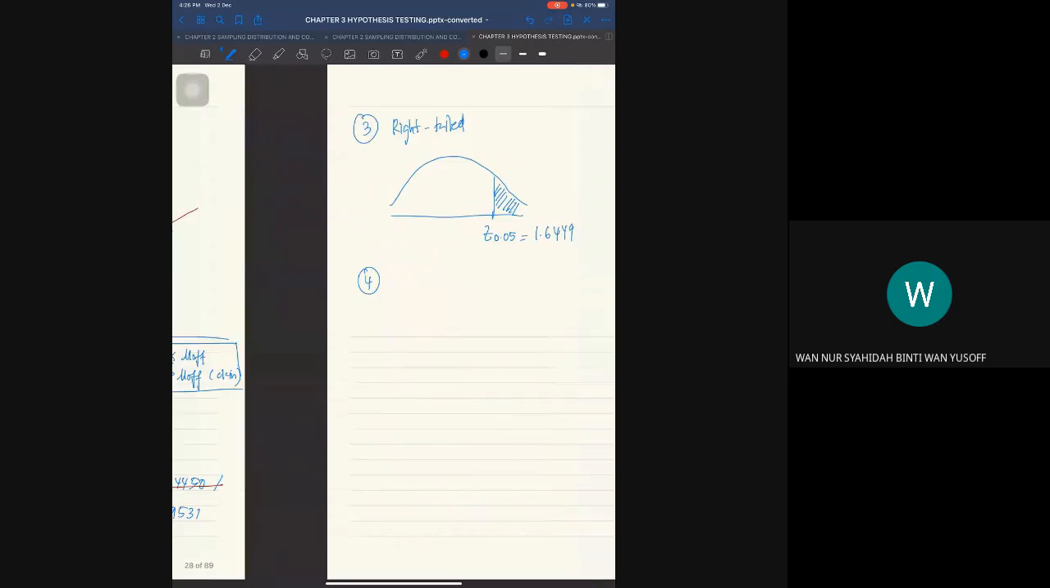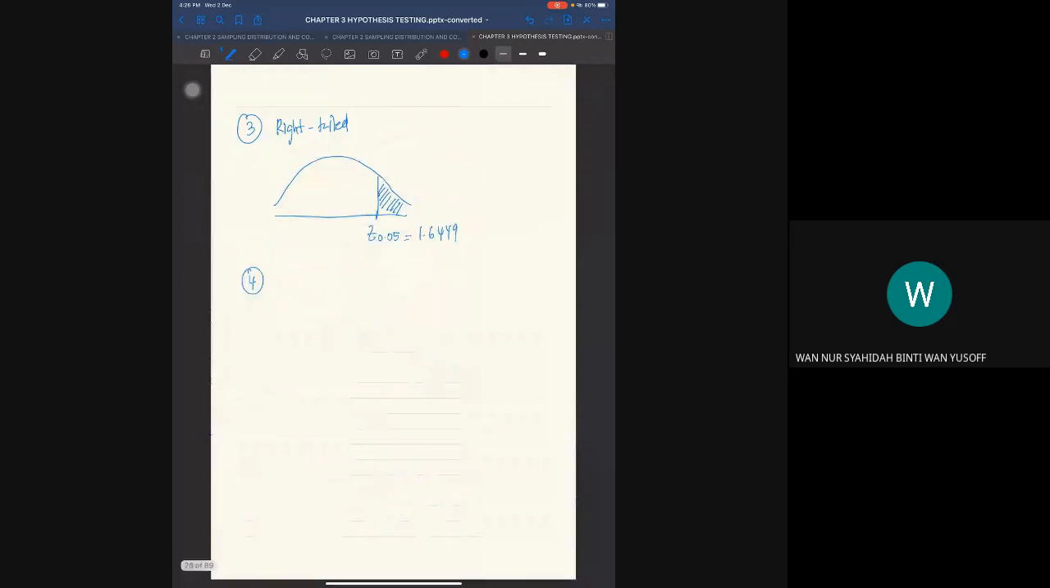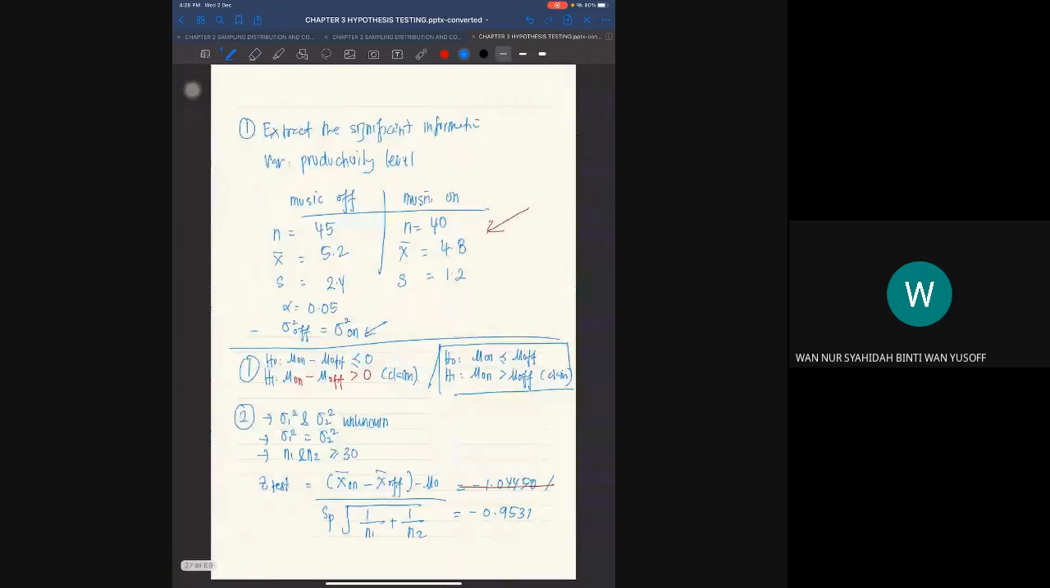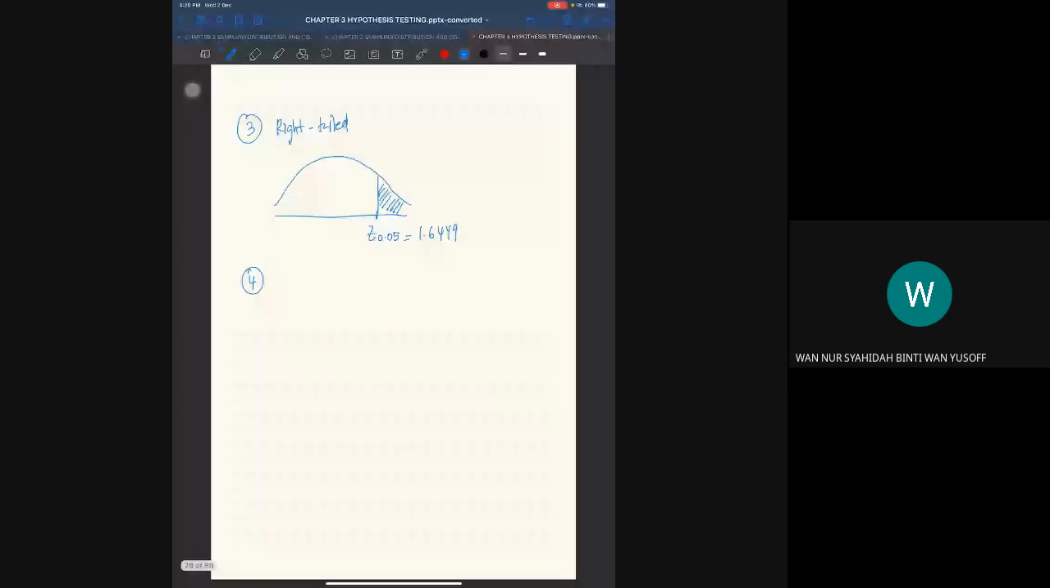Step 4 is to make the decision. You can plot it in your figure here. We have negative 0.9531, so somewhere here. So the Z test is less than the critical value. So the decision is?